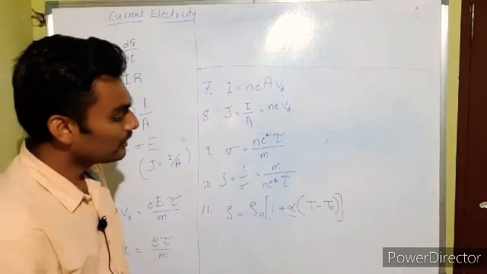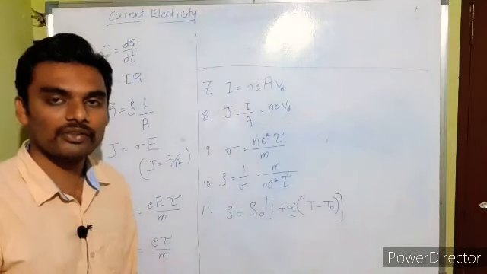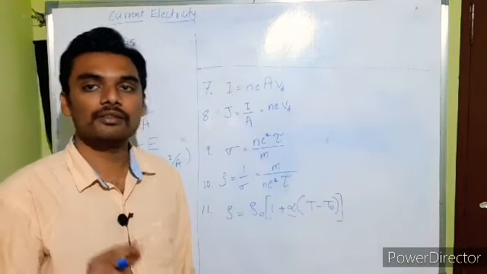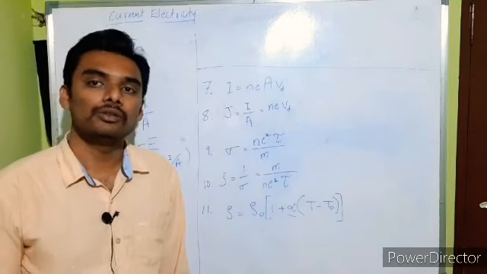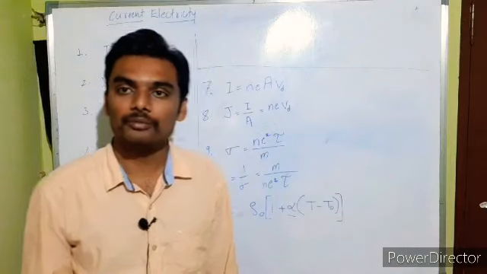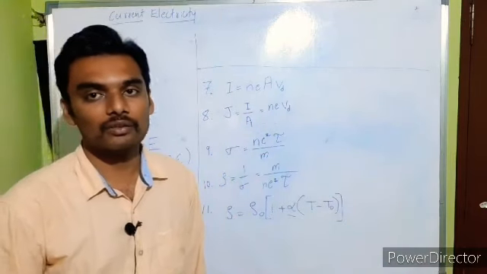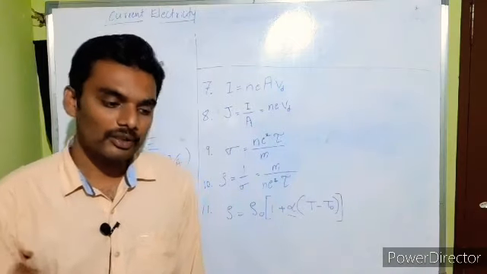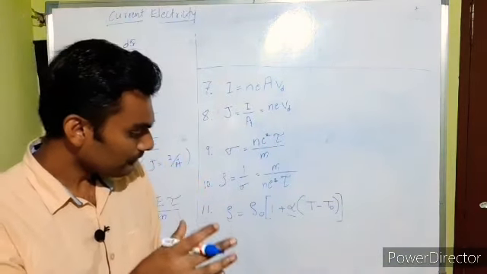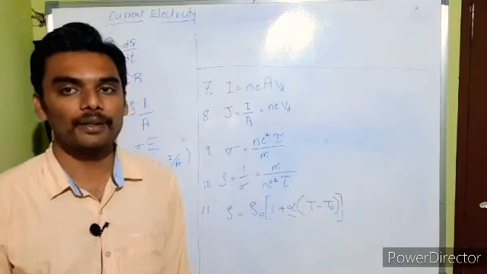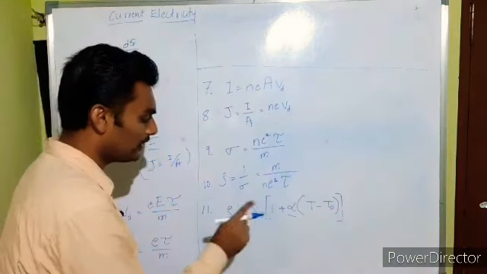Alpha is the temperature coefficient of resistivity, and this alpha is unique for each substance chosen. You choose copper, you have a different alpha for that. You choose aluminum, you have a different value of alpha for that. You take iron, a different alpha. Similarly, you take different substances, they will have their own alpha value. Okay, so clear with this?